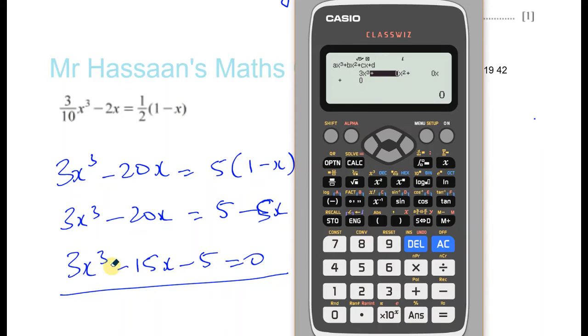Then the coefficient of x squared. Well, there's no x squared term here, so that means the coefficient of x squared is 0. So I put 0. I press equals. And the coefficient of x, which is negative 15, so I'm going to write negative 15. Don't forget the negative sign. Press equals, and then the constant, which is negative 5. Okay, and then I press equals, then I press equals again, and it will give me the solution.